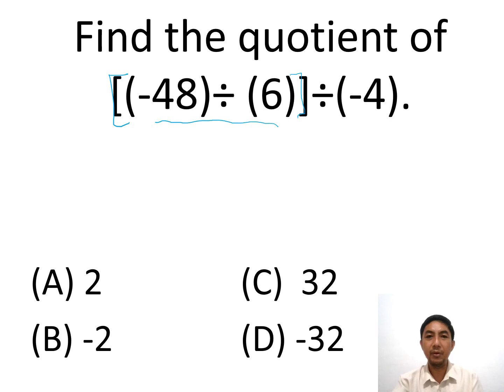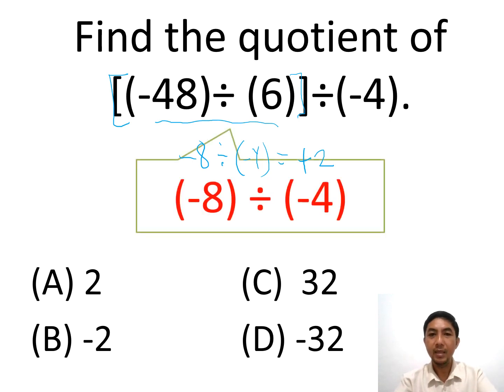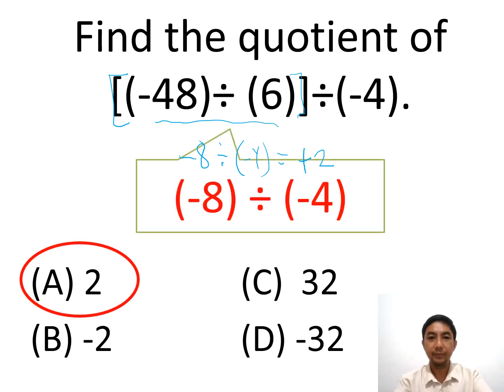So what is negative 48 divided by positive 6? That would be negative 8 because they have different signs. Then after that, you divide negative 8 by negative 4. This time they have the same sign, so we expect the answer is positive. We know 8 divided by 4 is 2. So the final answer is letter A.